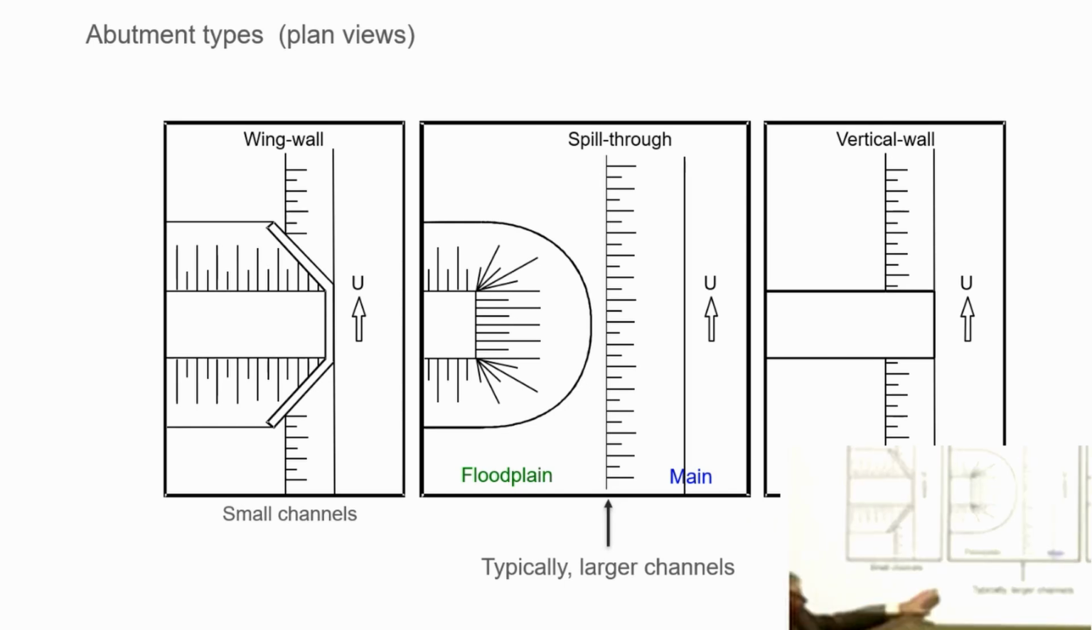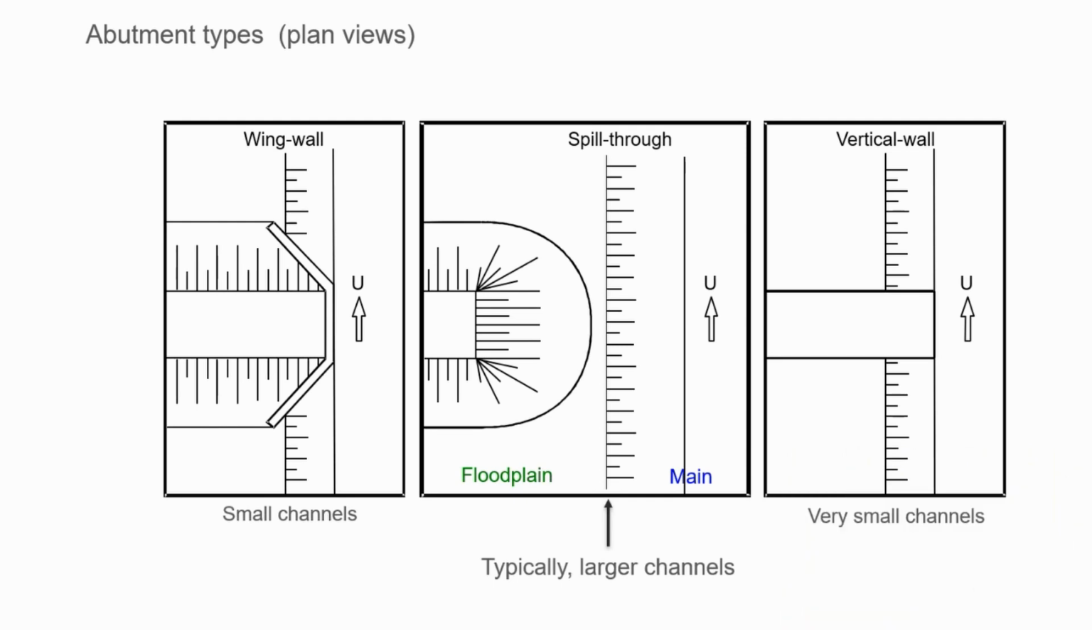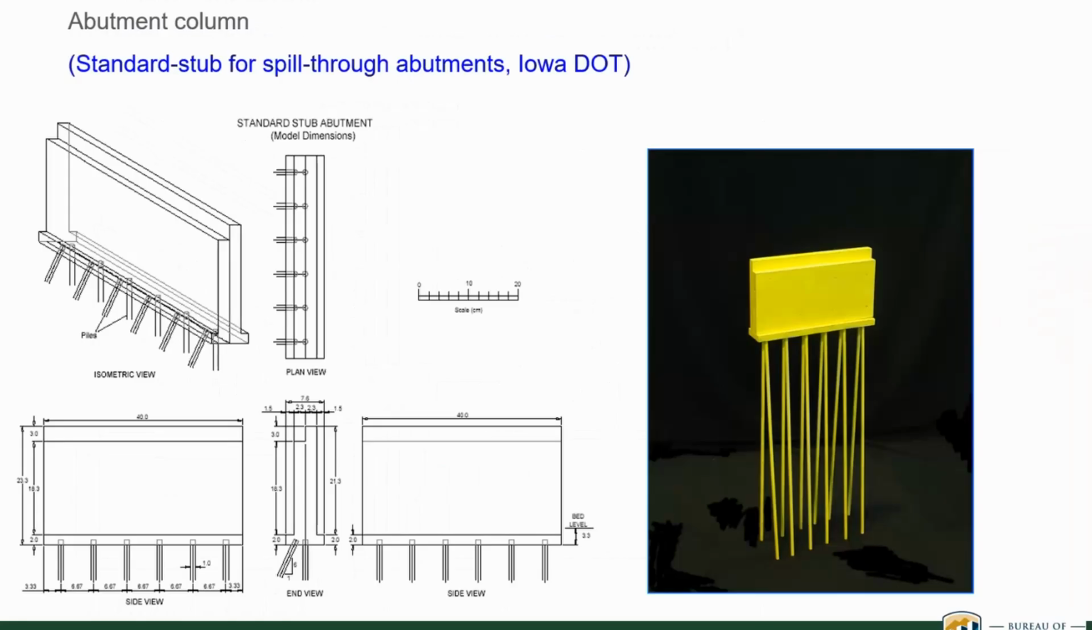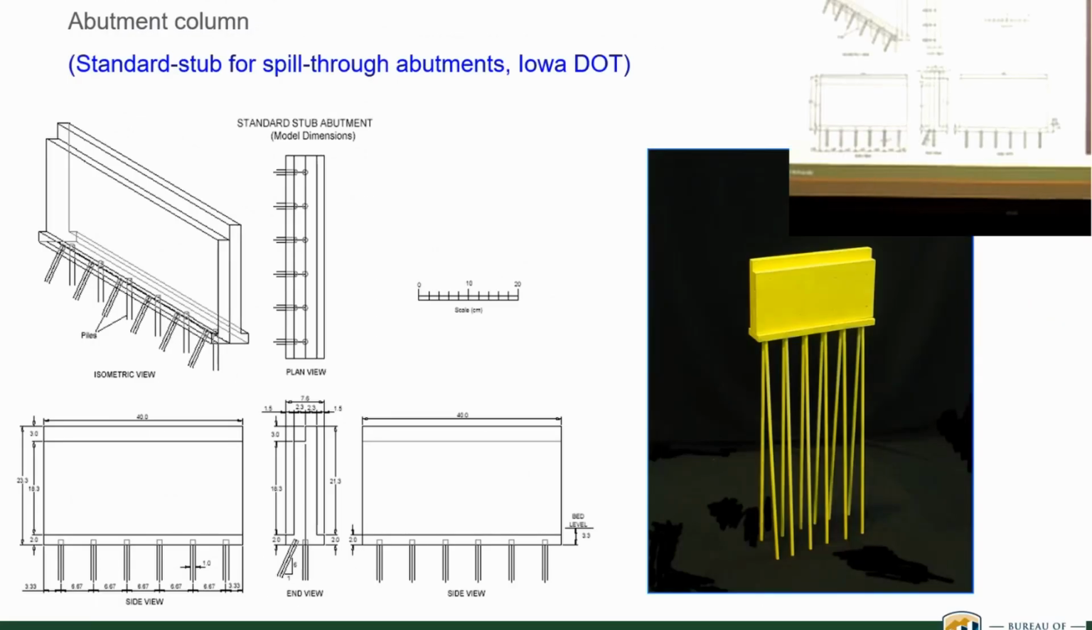This is the large river one, very common, relatively common. Occasionally you'll see this on small creeks and so forth, when people don't know exactly what they're doing because you create larger blockage flow. This is an abutment column. This is called a standard stub column, which most of the DOTs use. You have friction bearing piles and pile cap here. This front views, side views, and so forth.